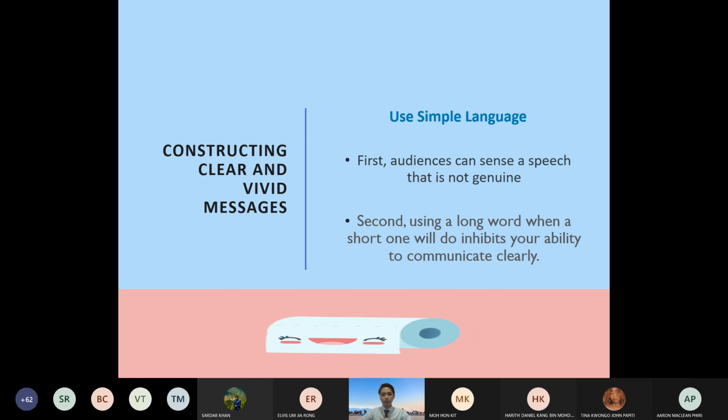Okay, so when it comes to making sure that our language choice is better, there are a couple of things that we can remember and improve. The first thing is something that I've talked about quite frequently before, which is using simple language.